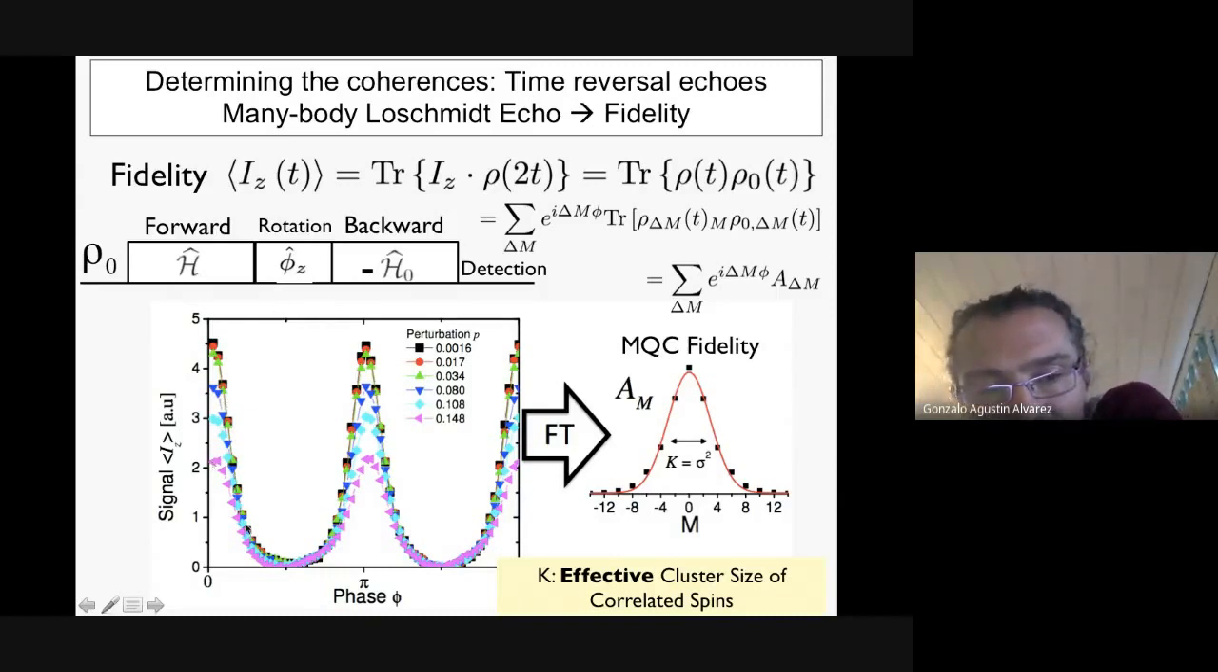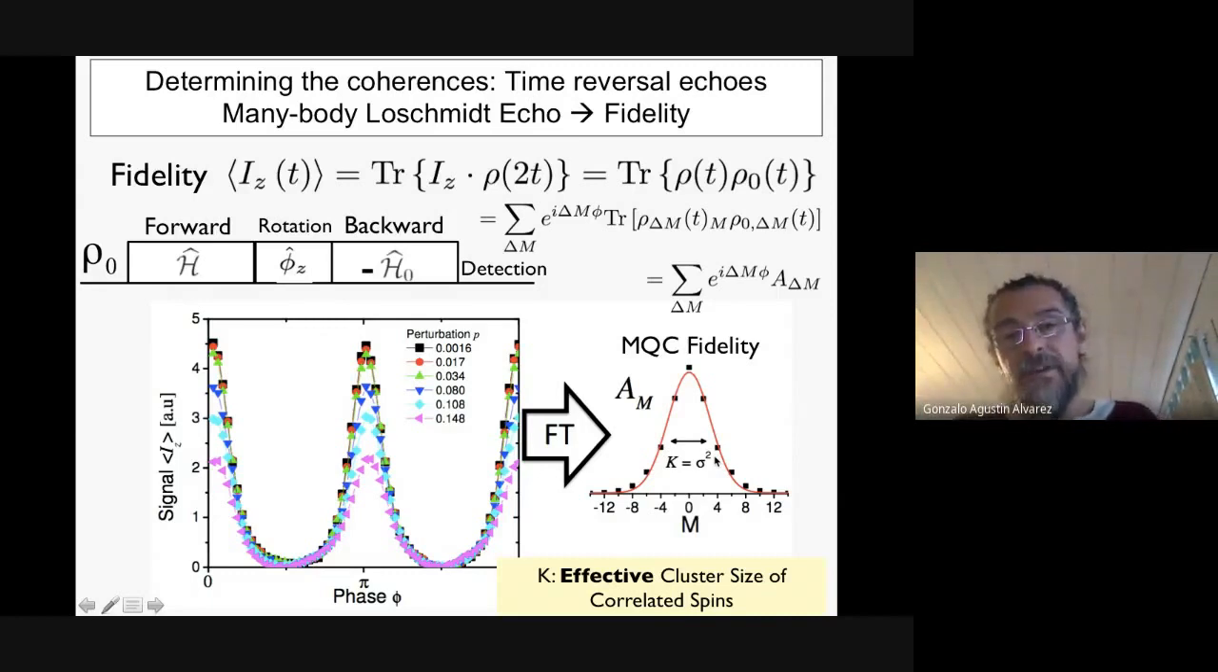But then if I do a rotation, I will be able to not only measure the fidelity for phi equal to 0, but look at the fidelity for the different coherent orders of the density matrix. And if I do a Fourier transform, what I will get now is the effective number of correlated spins that were correlated in a controlled way. So this number of correlated spins will tell me how many spins were correlated with the ideal evolution, what survived the perturbation.